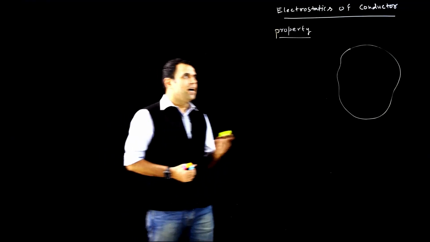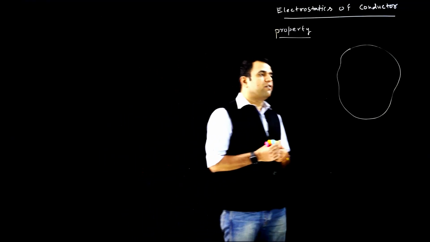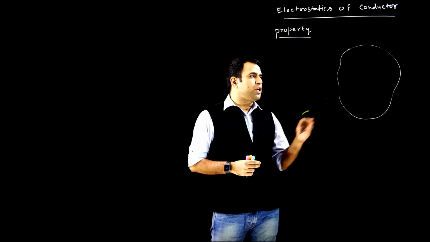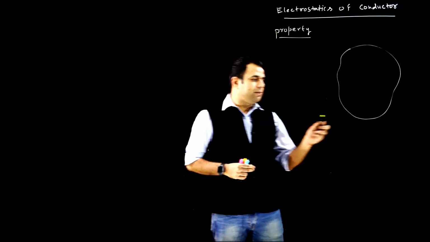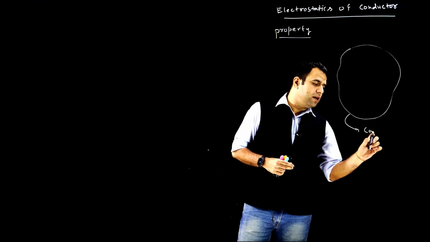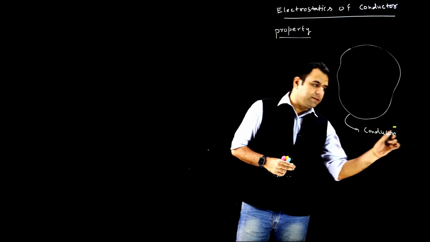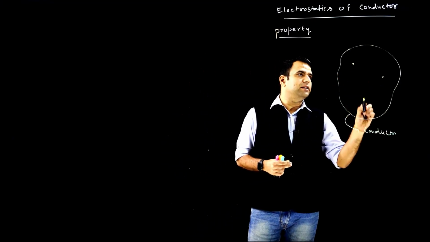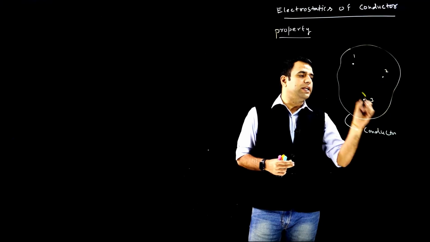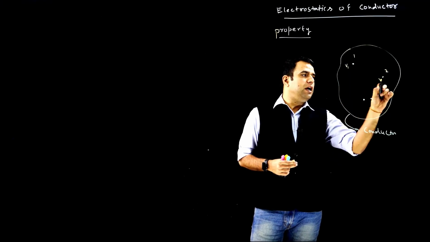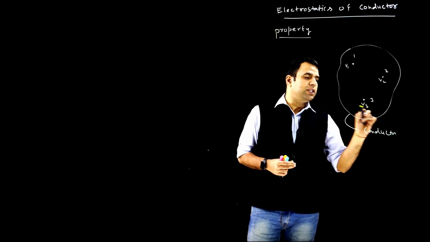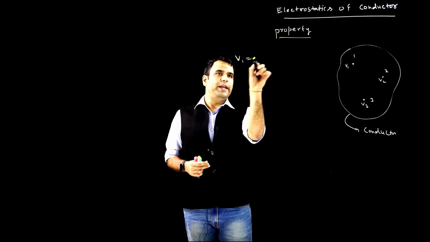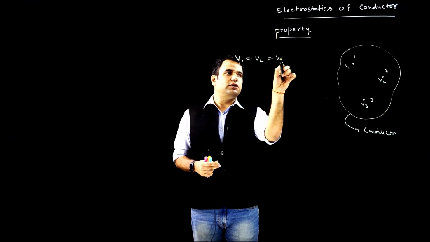Hello. Now we will do another property of conductor. And in this property, we learn about how the potential inside the conductor is the same. So this is our conductor. And we want to prove that, let's assume I'm taking 3 points, 1, 2, 3. I'm calling the potential here V1, and here V2, and here V3. And the property is that V1 will be equal to V2, and that will be equal to V3.